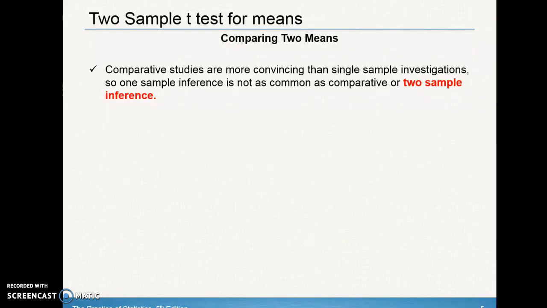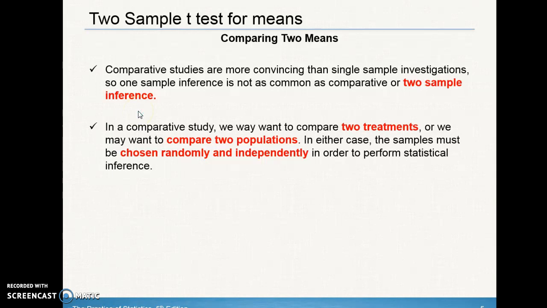So how does comparing two means look different? And why would we do that? We often use comparative studies because they're more convincing than single sample investigations. One sample inference does not provide as much convincing evidence as two sample inference. And in a comparative study, we can compare two different treatments, or two different populations.